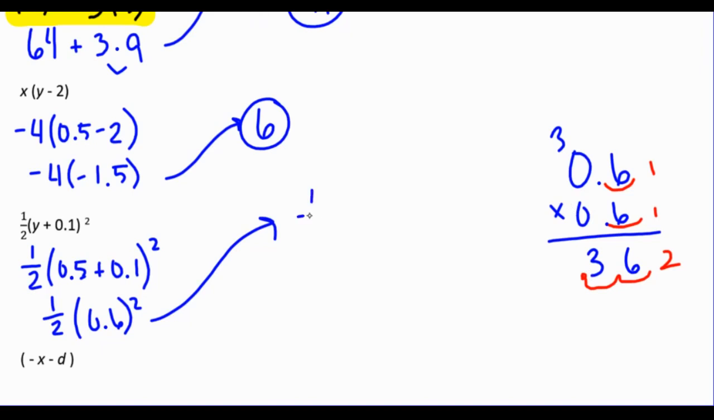So I have half times 0.36. Now, when you're taking half of something, it's kind of nice that it's a very compatible fraction. I'm just taking half of 36 hundredths. So really, you could just figure out what half of 36 is, and that's 18. And then it's in hundredths, right? So this would be 0.18.